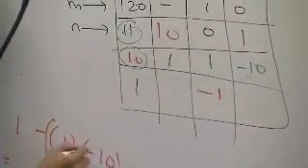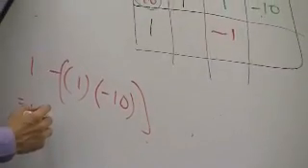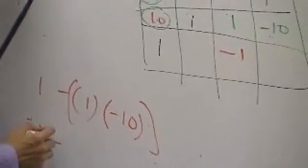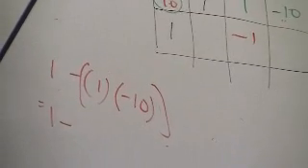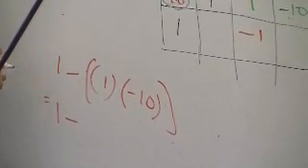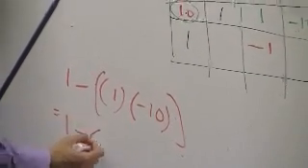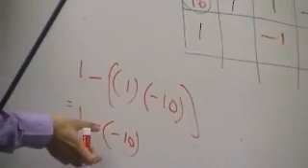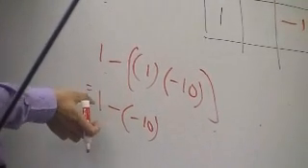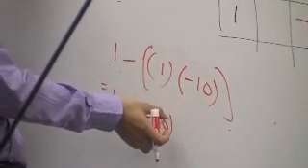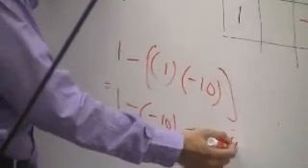So that's 1 minus a negative 10. That's 11 or 9? 1 minus 1 times negative 10. 1 minus negative 10, right? 1 times negative 10 is negative 10. That's what I said. You said 9. Oh, okay. Then 1 minus negative 10 is 11. 1 plus 10 is 11. Okay?